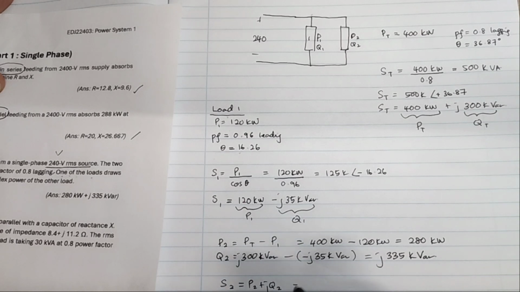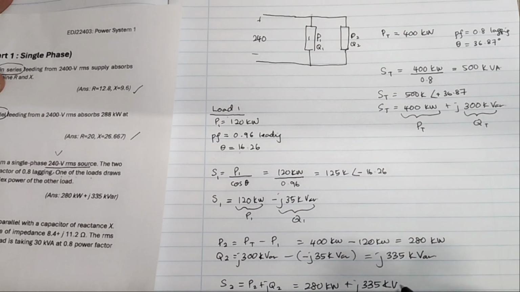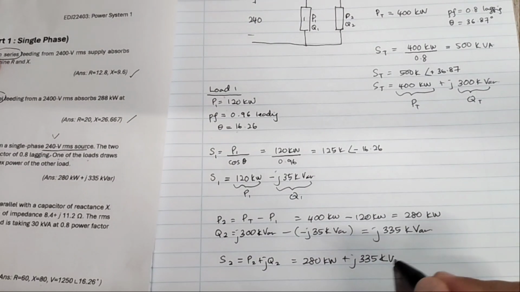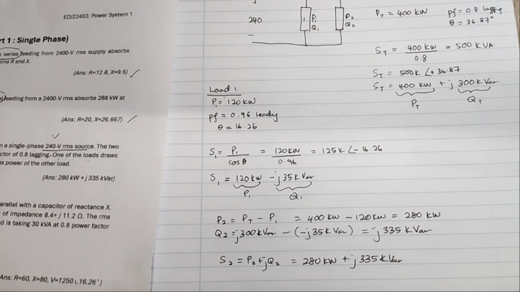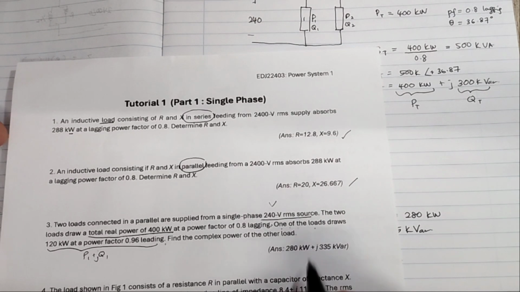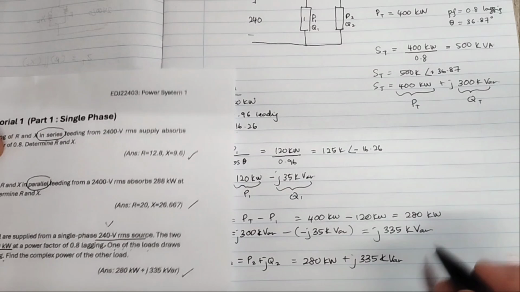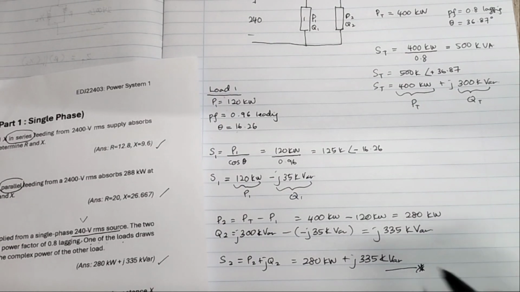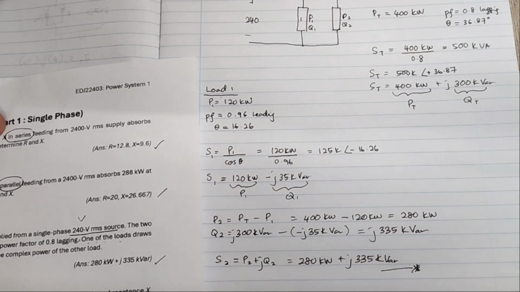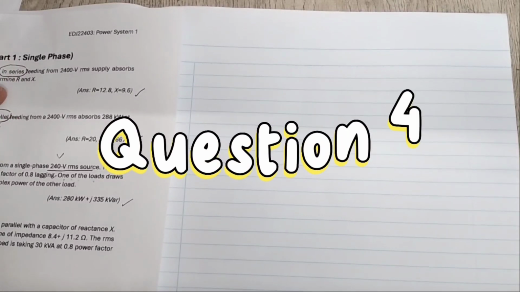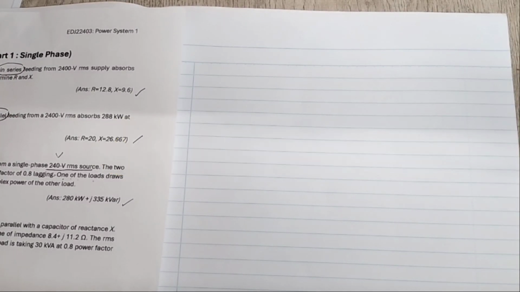So dapatlah S2 actually P2 plus jQ2, 280 kilowatt plus J 335 kVAR. Okay, dapat. Okay, tengok question jawapan 280 tambah 335. So dapatlah sini. Okay, settle soalan nombor 3. Okay, seterusnya soalan nombor 4.